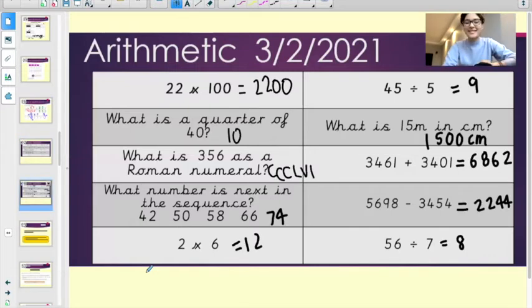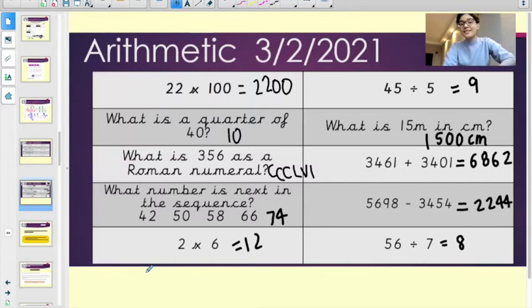Here are your answers. 22 times 100 equals 2,200. What is a quarter of 40? 10. What is 356 as a Roman numeral? CCCLVI. What number is next in the sequence? 42, 50, 58, 66, 74.